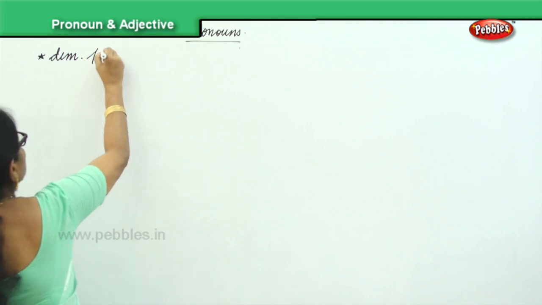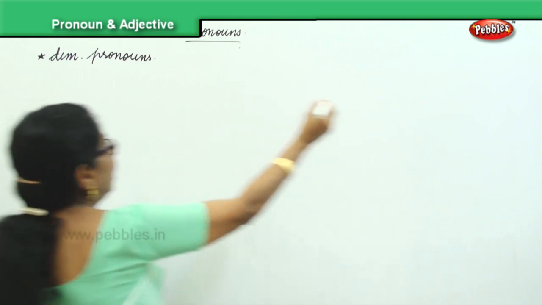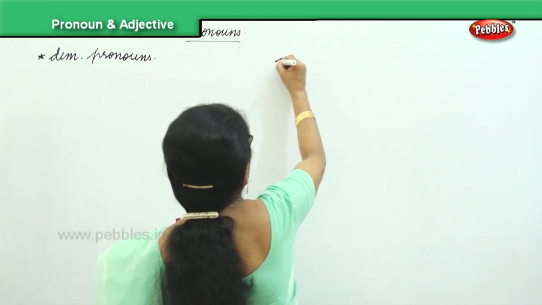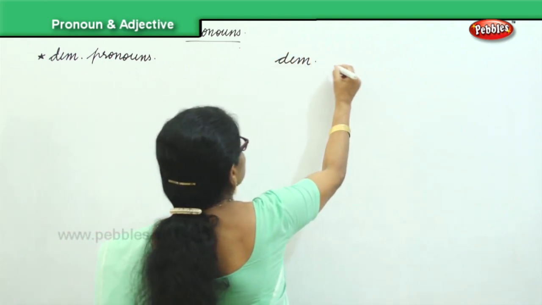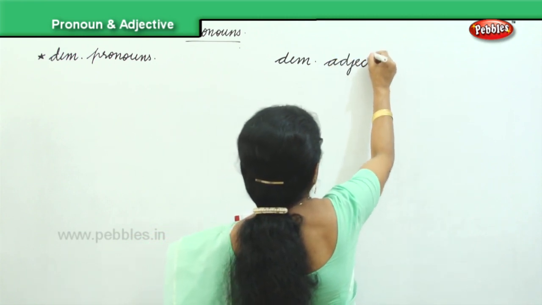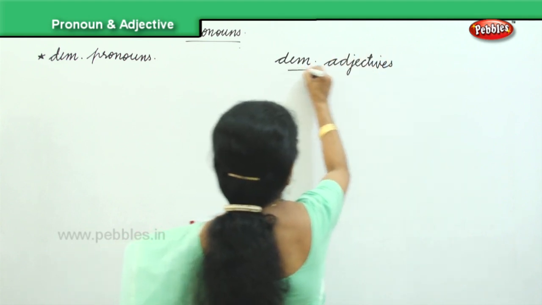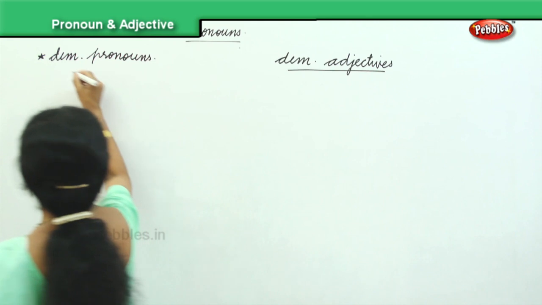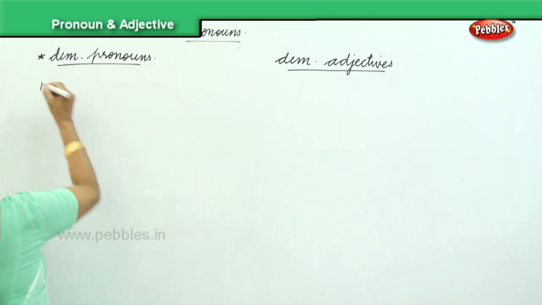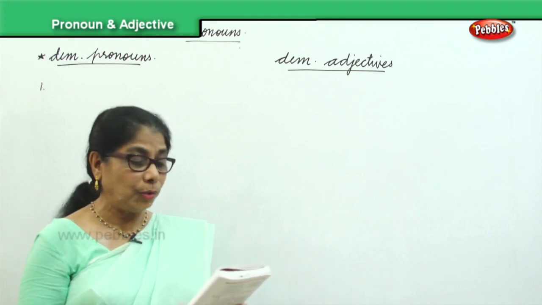Demonstrative pronouns on one side, and then we do demonstrative adjectives. We look at the two sets of sentences and try to understand.